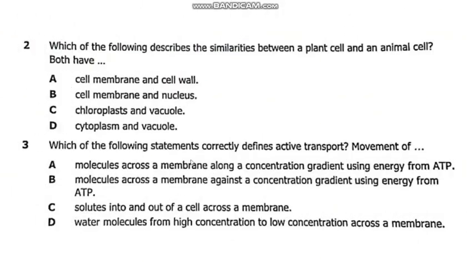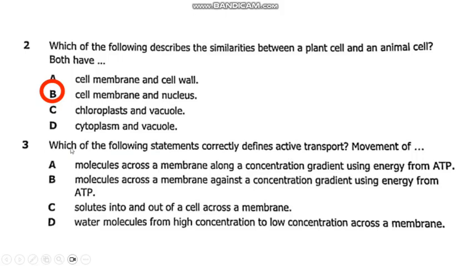We move on to our question 2. Which of the following describes the similarities between a plant cell and an animal cell? Both have: A, cell membrane and cell wall; B, cell membrane and nucleus; C, chloroplast and vacuole; D, cytoplasm and vacuole. Here we are looking for the similarities that exist between a plant cell and an animal cell. Both have a cell membrane and the nucleus. So the correct answer here is B.